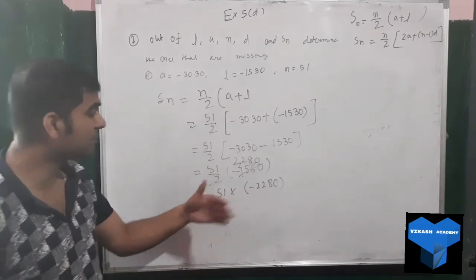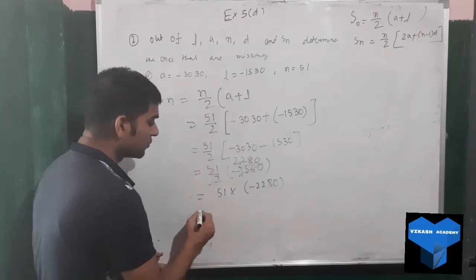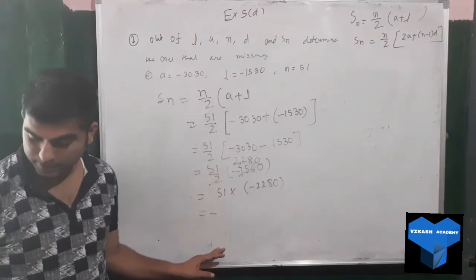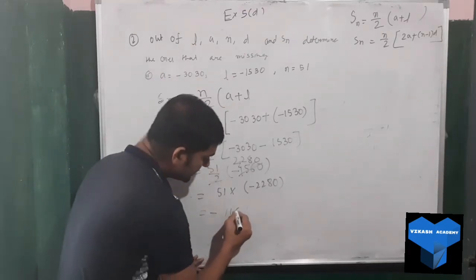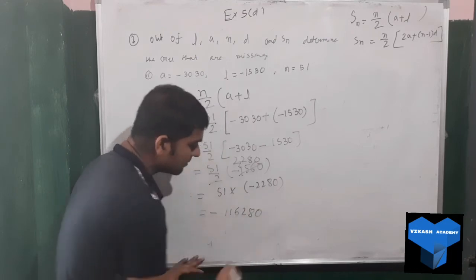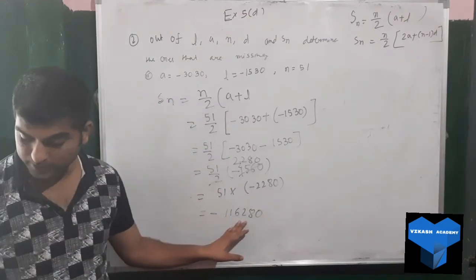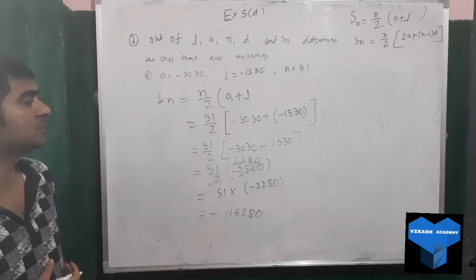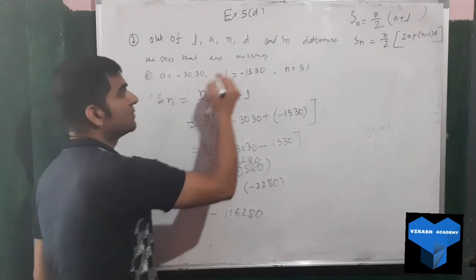Now we have to multiply with 51. When you multiply, you will get minus 116280. After multiplication you will get this value. Next we will use the second formula. So Sn we have obtained, this one is done.